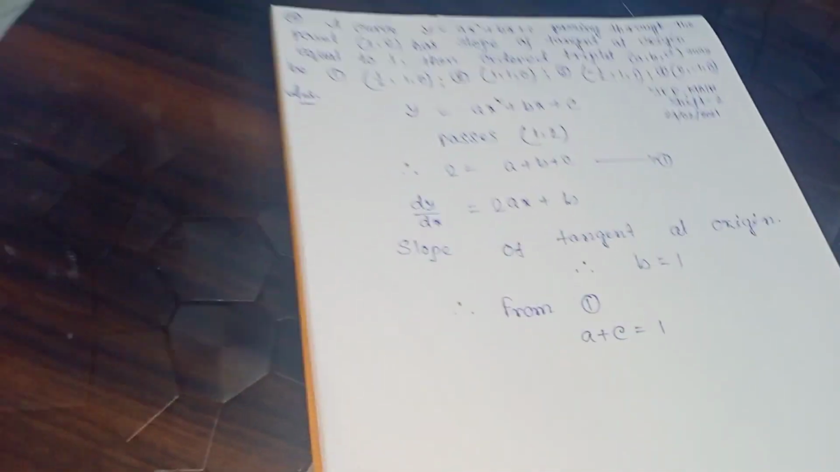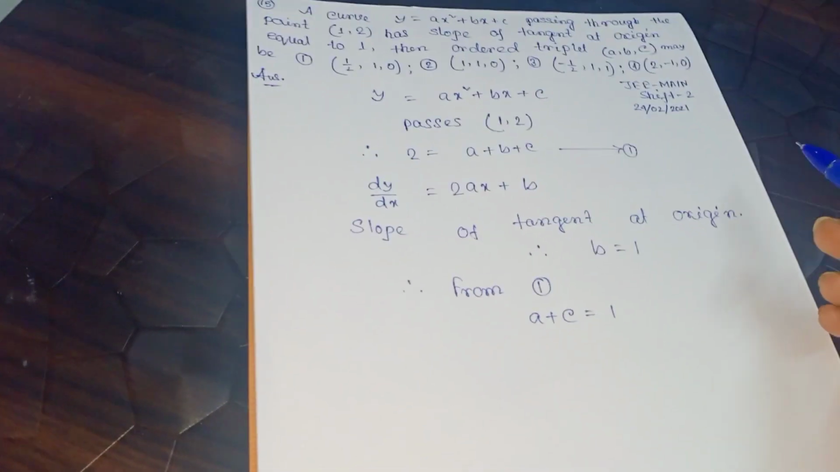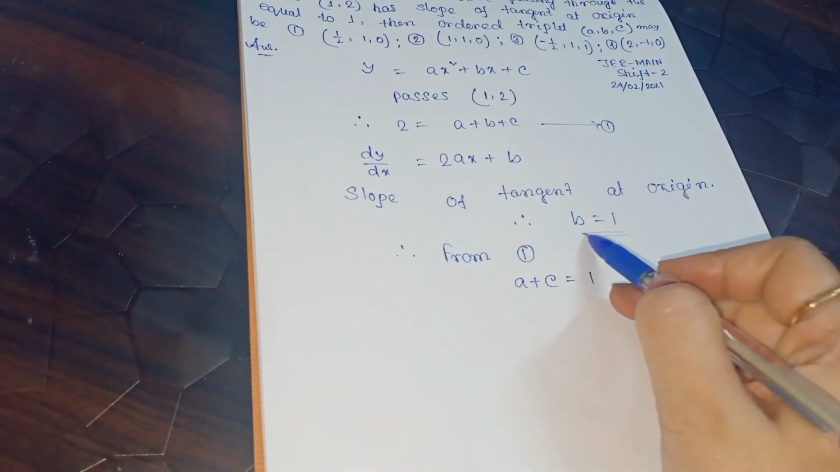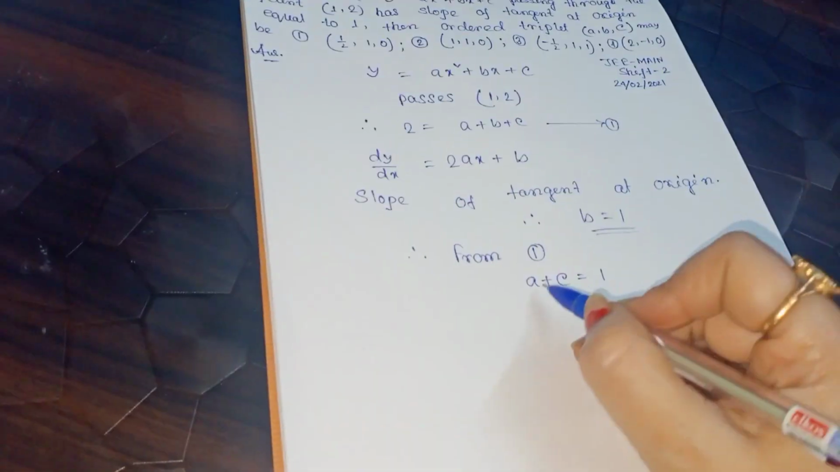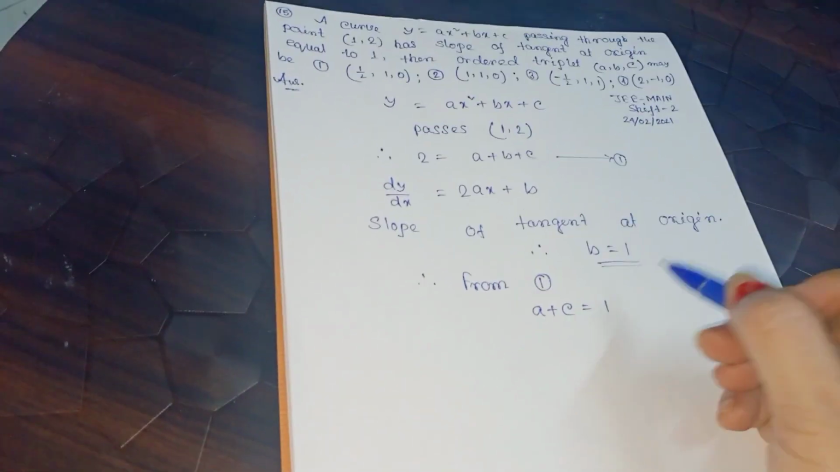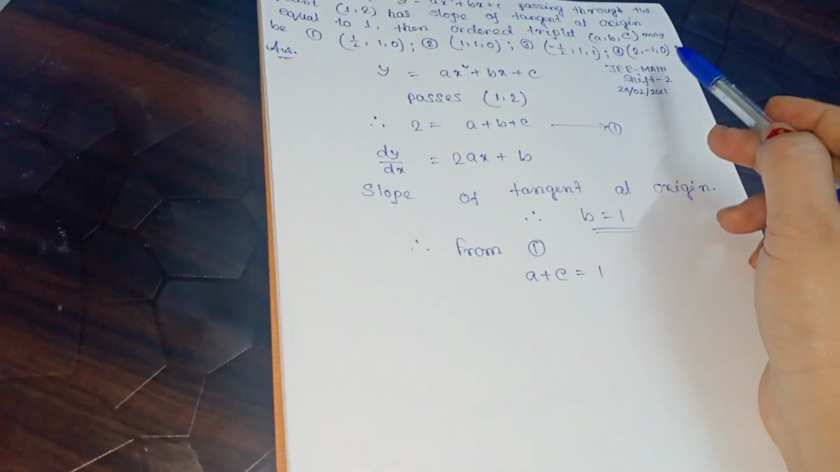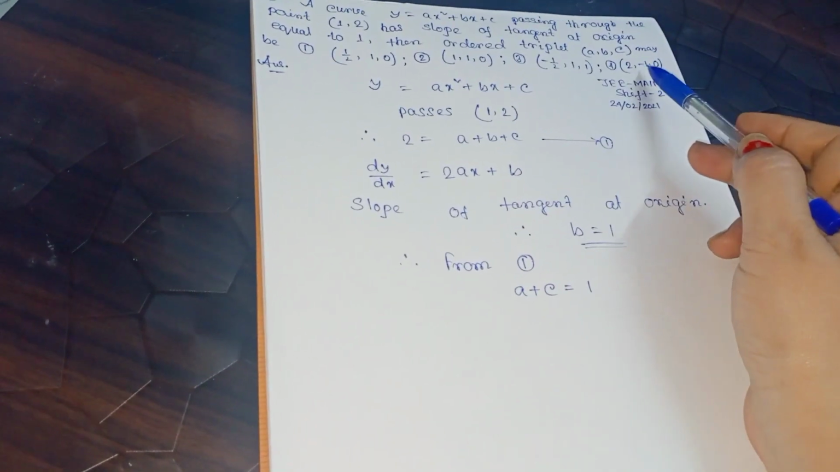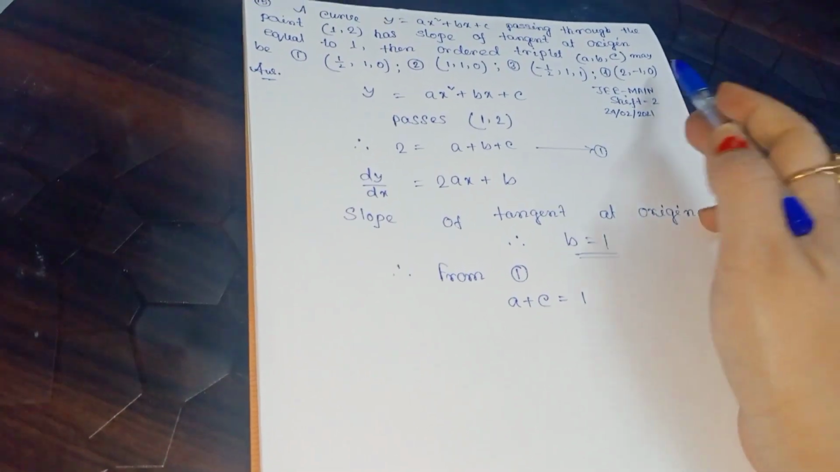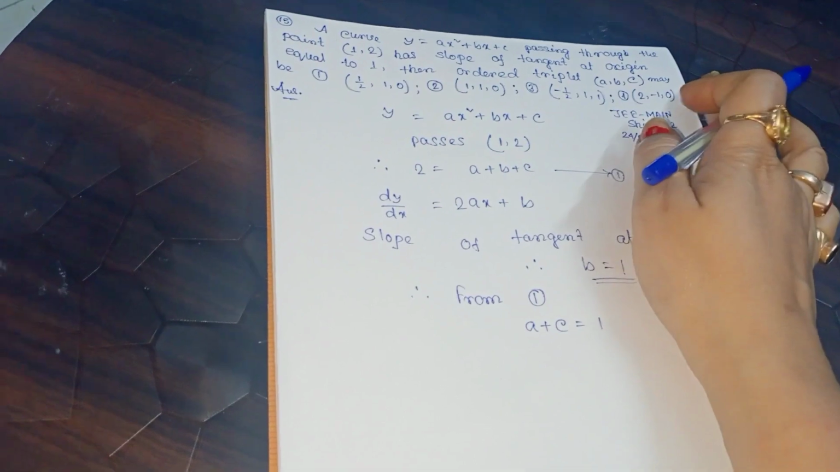So we should calculate the point, but no other condition is given here. So b is 1 here, and the other condition is a plus c is equal to 1. So go through the options. Our fourth option is rejected, because here b is equal to 1 and it is minus 1. So the fourth option is rejected here.